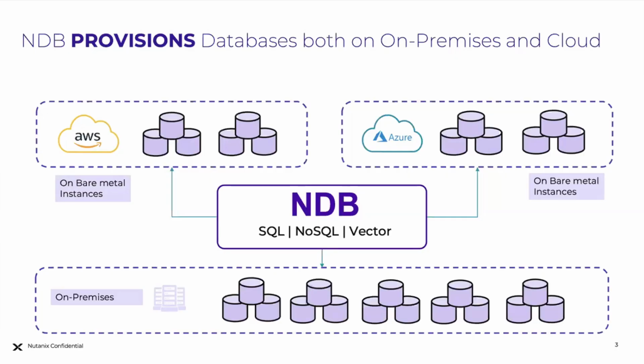So we support two clouds today. We are working with our partners to add support for Google in the future. So that's something that's on the roadmap. But for the time being, you can run your databases with the same experience on-prem, in Azure, or in AWS.